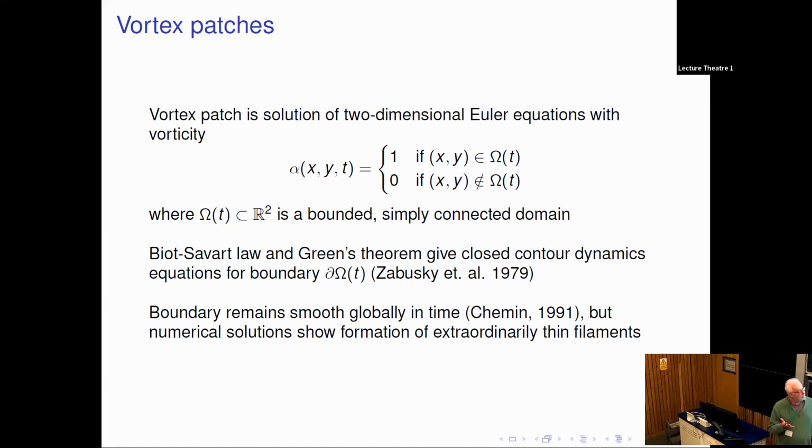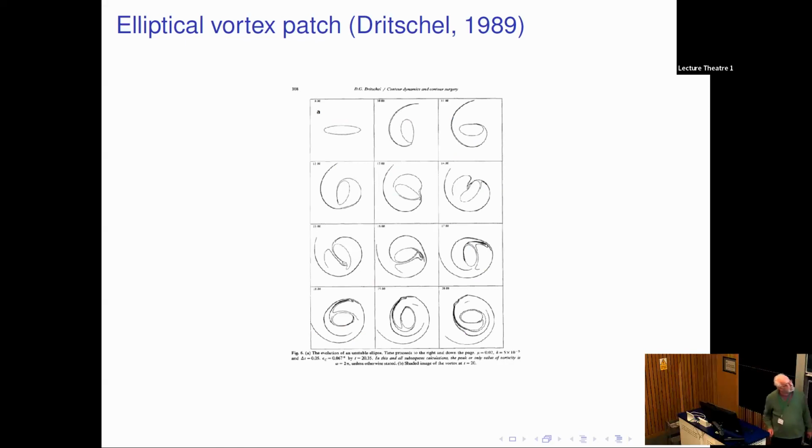And there was contradictory numerical evidence. Chemin in 1991 actually proved it remains globally smooth in time. But it's no surprise the numerics was hard to give a definitive answer, because this is some numerics by Dritschel using contour dynamics for an elliptical vortex patch.